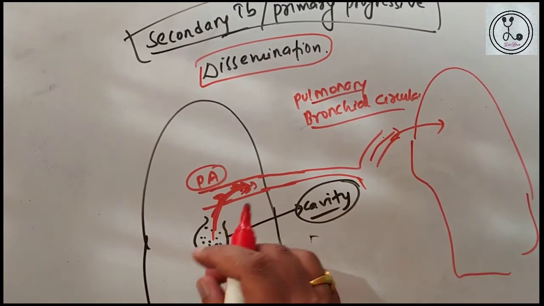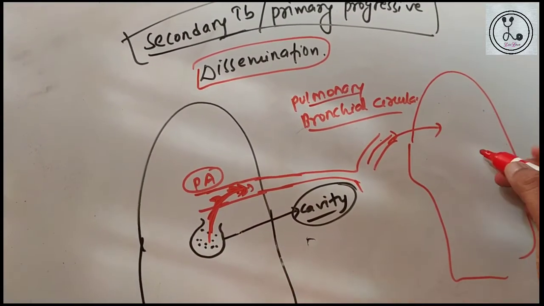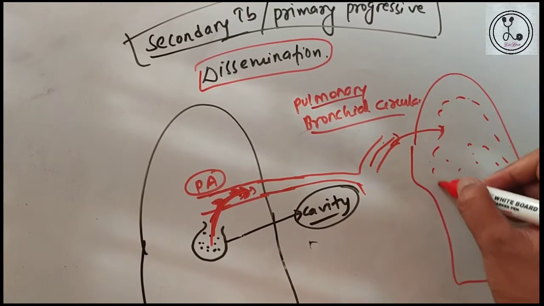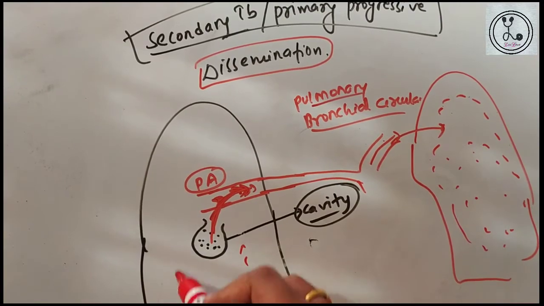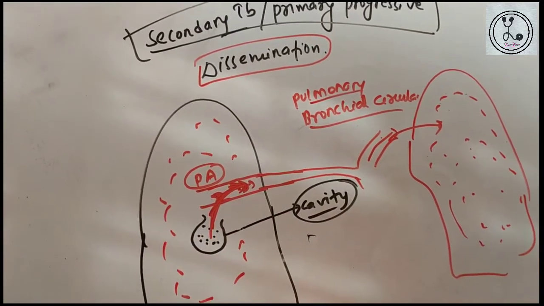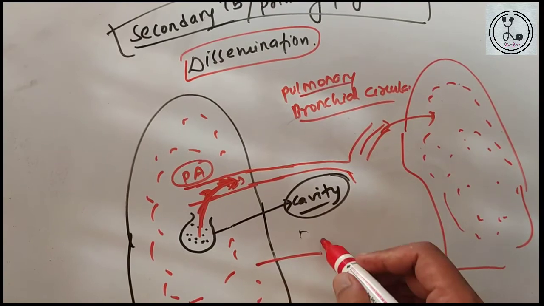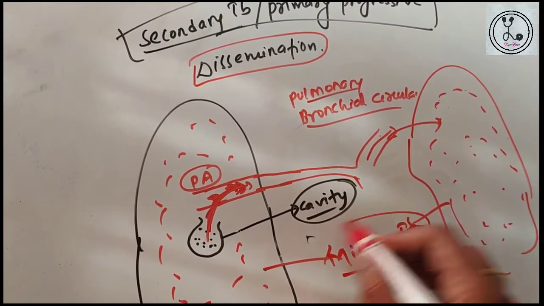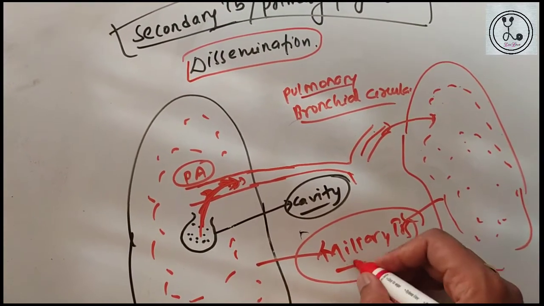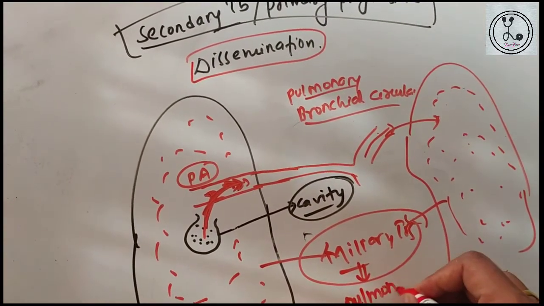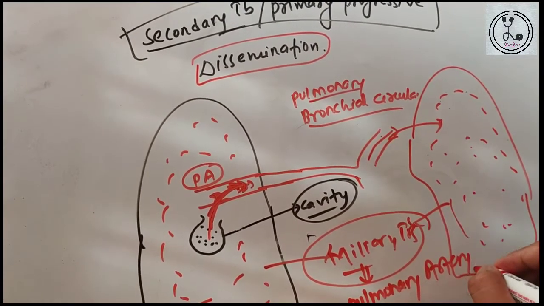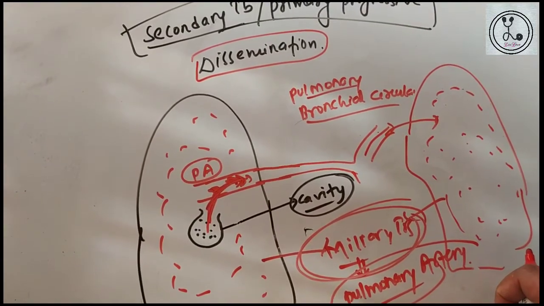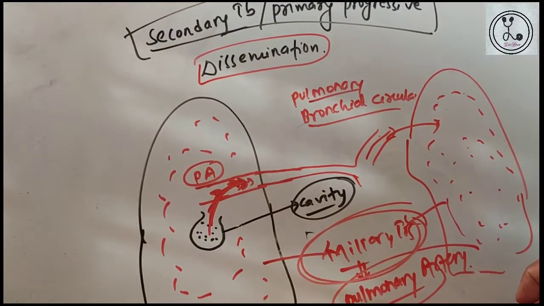So if the cavity involves the pulmonary artery, there will be seeding of the bacteria in different parts of the left lung also, and the right lung is already involved, with dissemination in the right lung itself. So in this case, a miliary pattern will be seen. So there will be miliary tuberculosis. Miliary tuberculosis will be seen if there is involvement of the pulmonary artery.